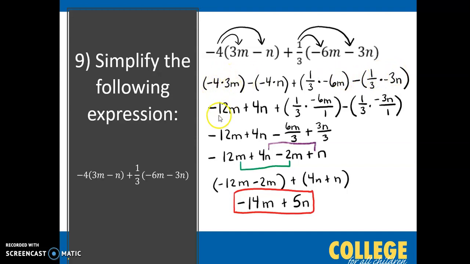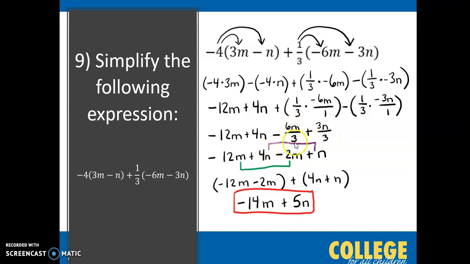Negative 4 times 3m equals negative 12m. Negative 4 times negative n is plus 4n. 1 over 3 times negative 6m. Again, I want to make the 6m into a fraction just so it's easier to multiply straight across. And the same thing for the 1 over 3 multiplied by negative 3n. I want to make it a fraction, just put it over 1, just so I can multiply straight across. So then I have negative 12m plus 4n minus 6m over 3 plus 3n over 3.